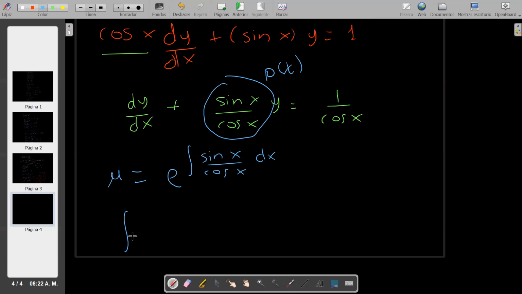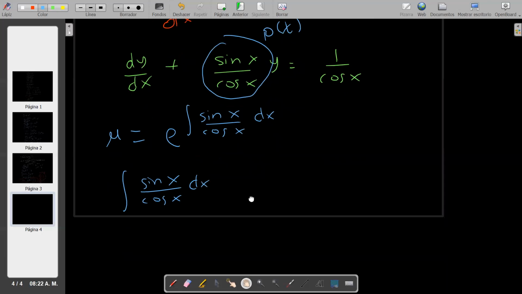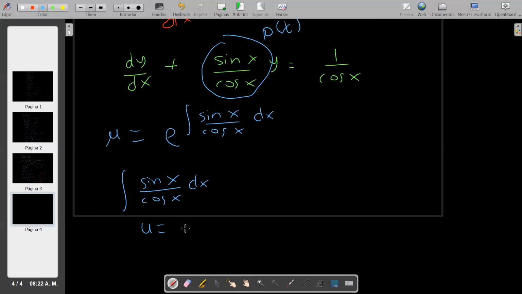So let's find this integral. And I want you to find this integral by hand. That means do not use any integral table, just to have a review of your integration techniques. And what can we do in this case? Maybe we can use substitution. If we say that u is equal to cosine of x, then du will be equal to what?